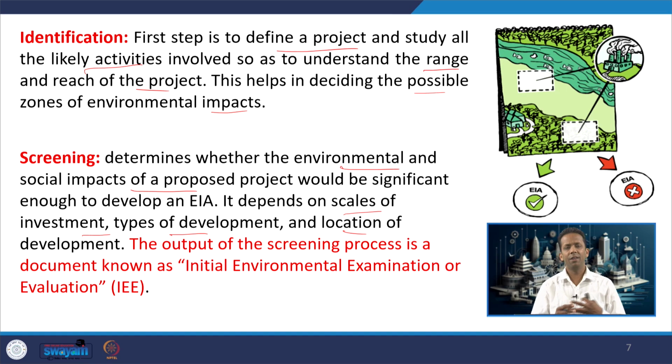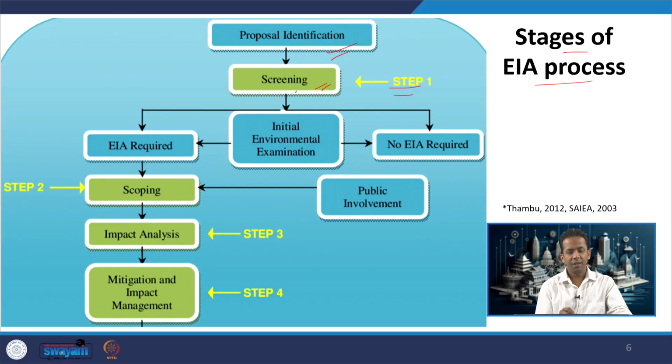And this screening is a rigorous activity where the entire proposal is scrutinized, and the output of this screening activity is known as initial environmental examination or evaluation, IEE. So, that is a document which is the output of the screening process. After that screening, as we saw that there is a proposal identification, then we have screening, the first step, the initial environmental examination, that is the output of the screening.